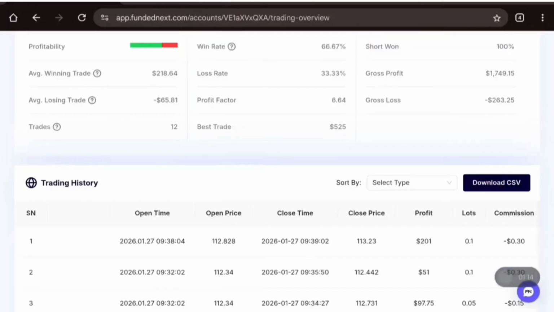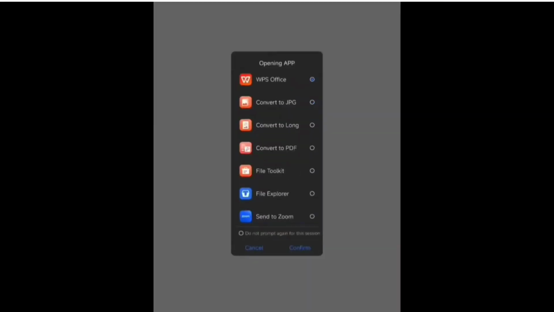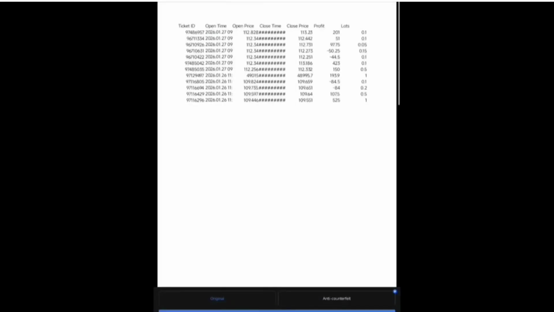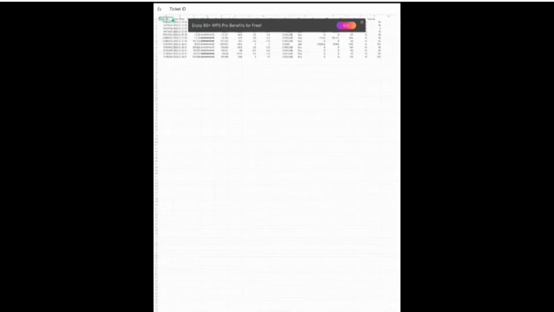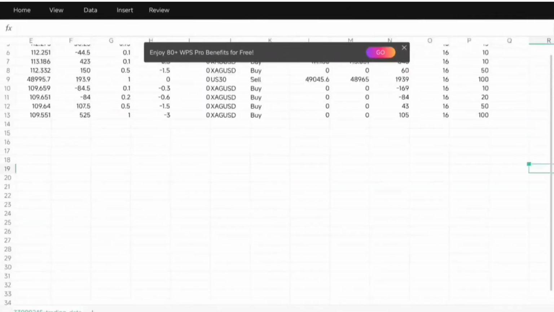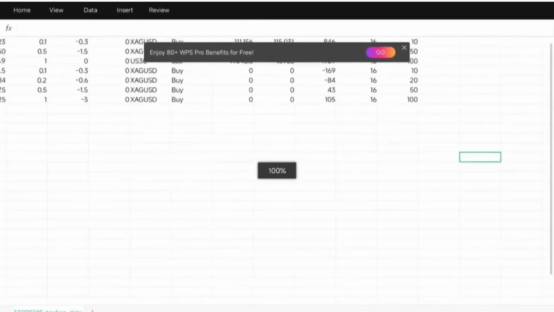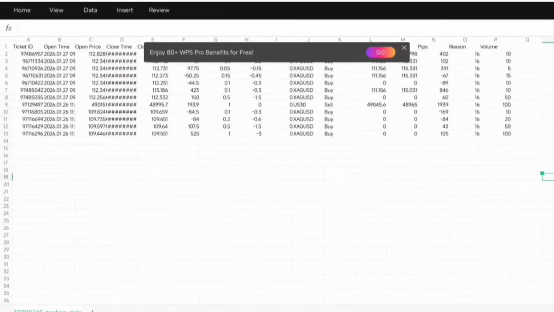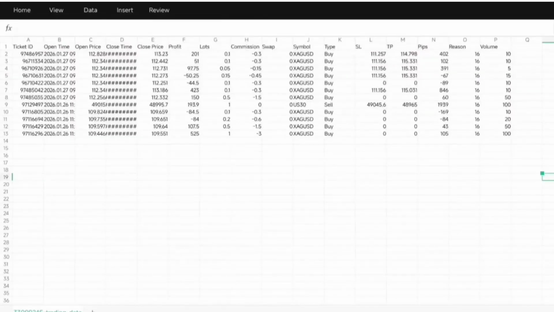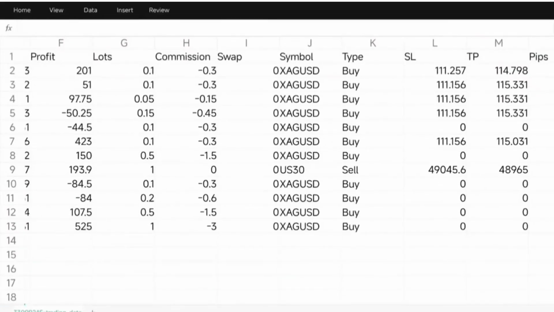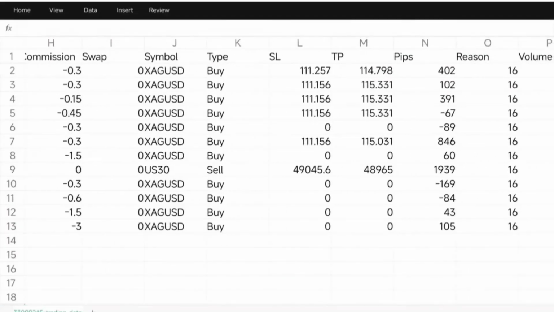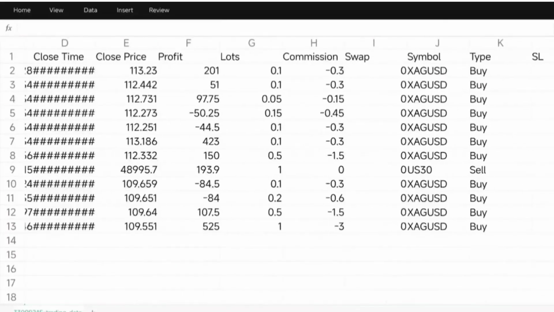this account since 2 days, and it's the third trading day, as you can see. This is a spreadsheet of all trading history, and all the trades except one were in silver. As you can see here, all the trades were in silver except one, which is US 30. So basically all trades that I took in this account till now are in silver.